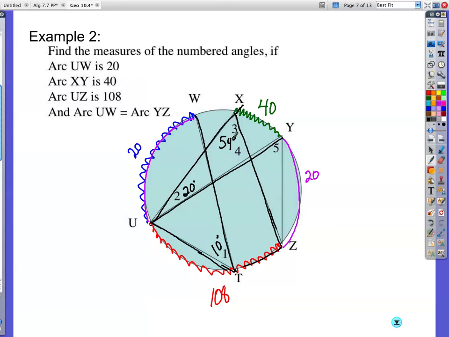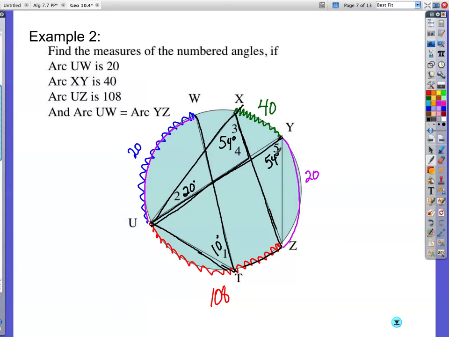Angle 4, we're going to come back to angle 4 here in a little bit. And angle 5 is this angle right here. So there's angle 5. I have this piece, the red, all the way over. So that is still also going to be 54 degrees as well.